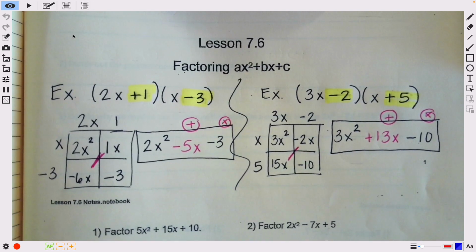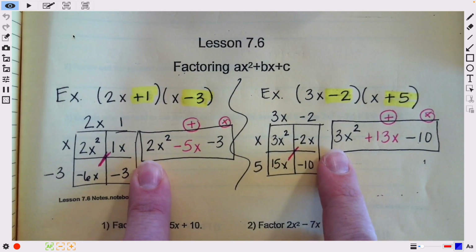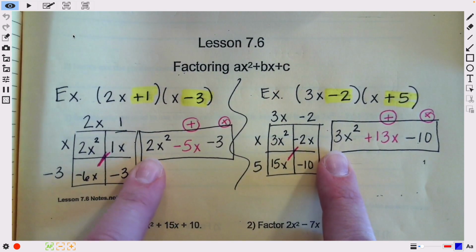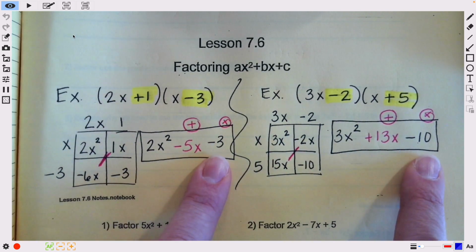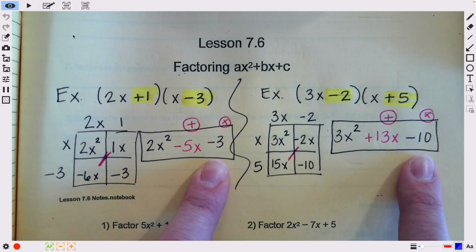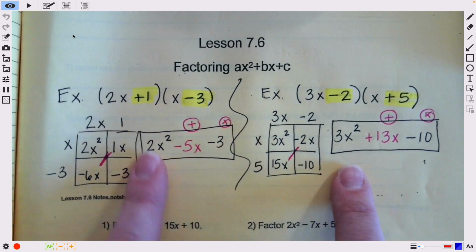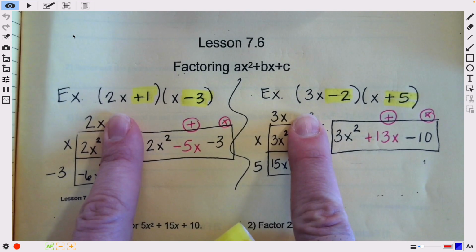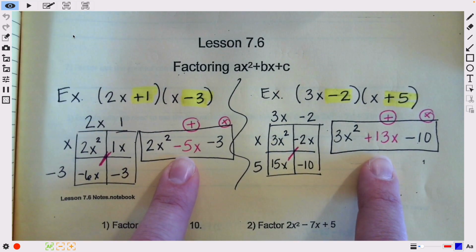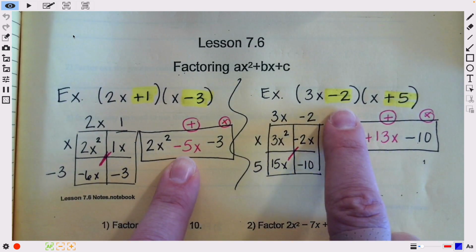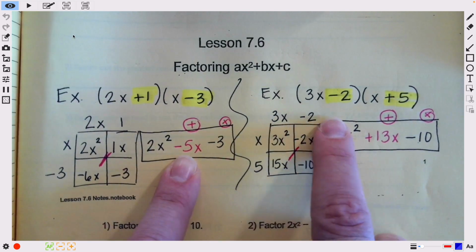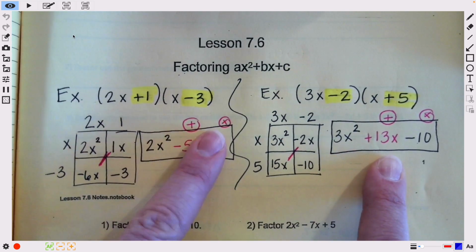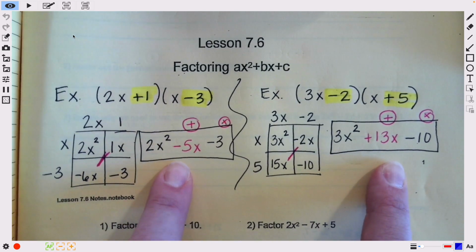When your leading coefficient, so that's this number in front of the x squared term, is not 1, these highlighted numbers still multiply to the back number. Like 1 and -3 still multiplies to make -3. -2 times 5 still multiplies to make -10. But when that front number is not a 1, that actually kind of messes up our middle term. So you will notice that -2 plus 5 does not equal 13. It does multiply to make -10, but it doesn't add to make 13. 1 plus -3 does not add to make -5.